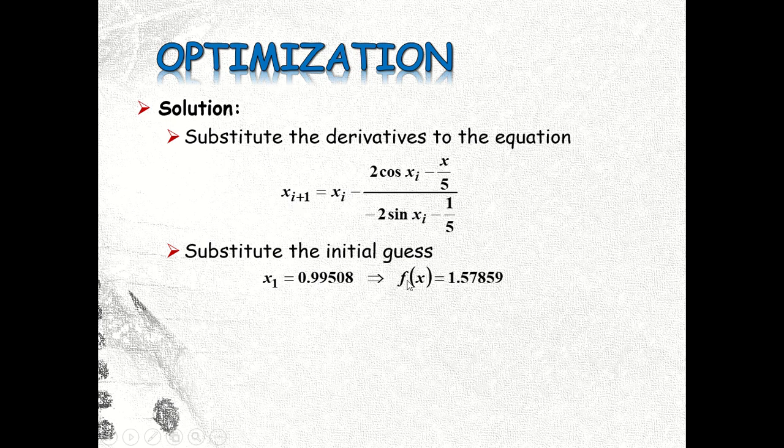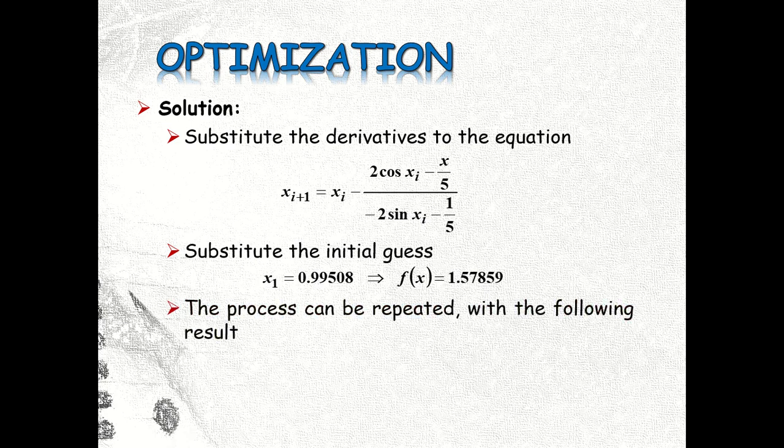Then we have the value of the function. This is our f of x, 1.5. When you substitute the initial value x sub i, which is x sub 0, 2.5, you get the function f of x equal to 1.5. Okay, and then the process can be repeated with the following result. So I will not show you the solution, class. You can practice now how to do that.